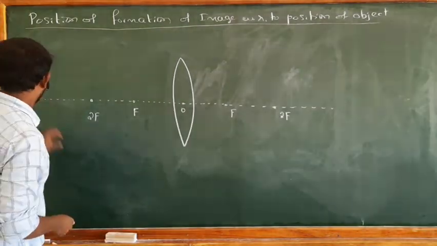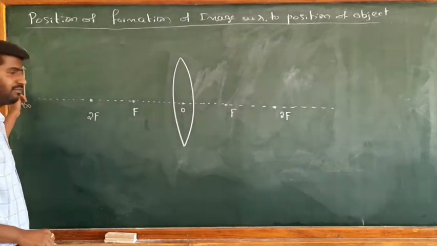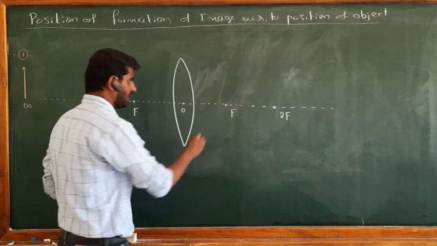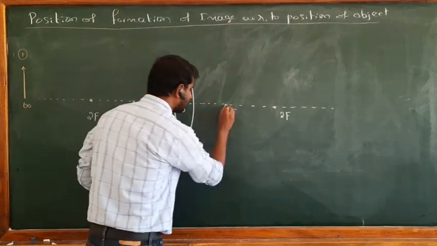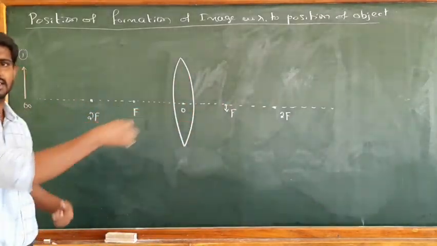If the object is at infinity, I call this the first position. If the object is at infinity, the image forms at f of the lens on the other side.